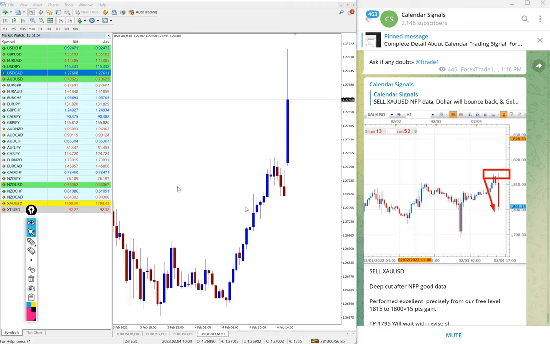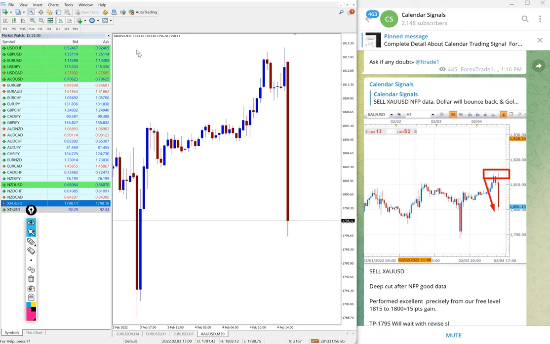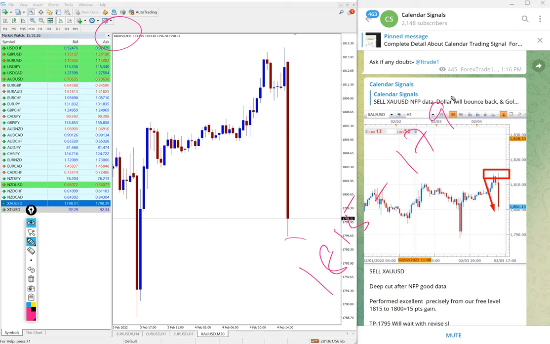Then the next signal performed excellently is gold. Gold is XAUUSD. In some brokers it is named as gold, and in some brokers it is named as XAUUSD, which is gold. And the gold moved from the entry taken at 1815, and you can see the low traded near 1795, and actually it's still in the downtrend. Hope it will go further down. 20 points gain on gold.